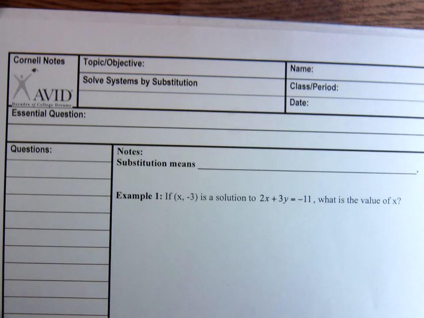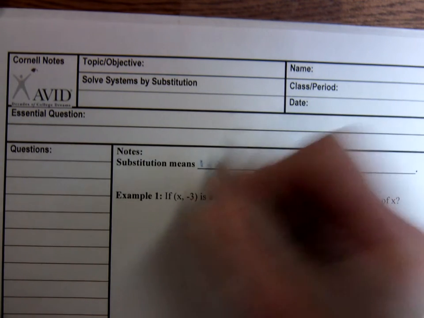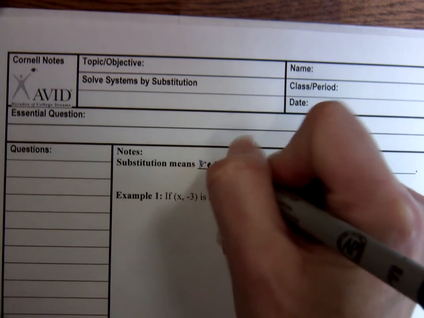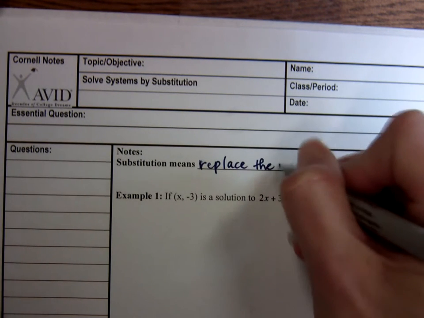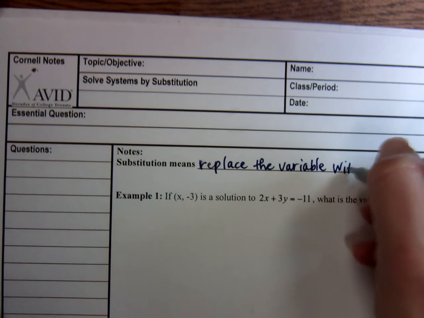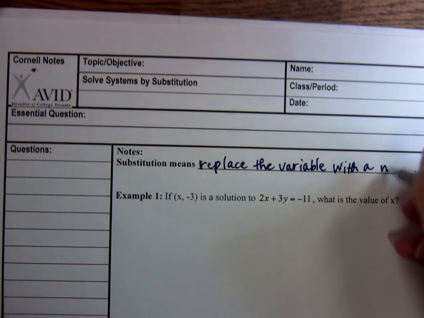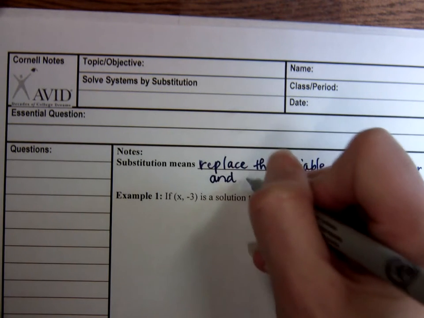What do you think substitution means? If you have a substitute at school, that means that your teacher is being replaced for the day. And so substitution means that we are going to replace the variable with a number or a constant and solve.